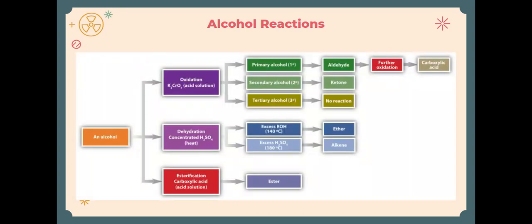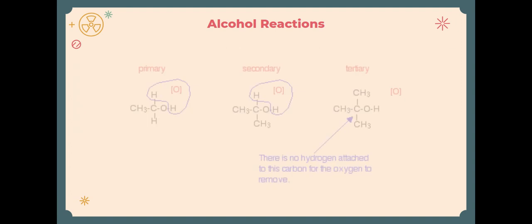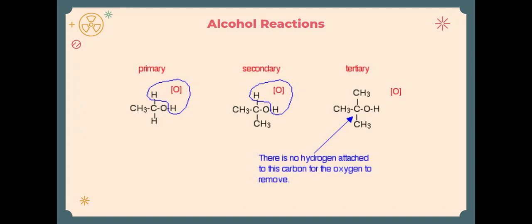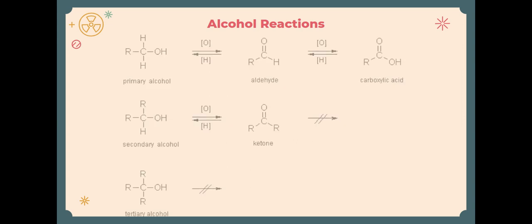Alcohols can be subject to reactions to form other functional groups. Primary and secondary alcohols oxidize readily, and today we will be looking at the full and partial oxidation of alcohols. Tertiary alcohols are not easily oxidized because there is no hydrogen to be removed by oxygen.